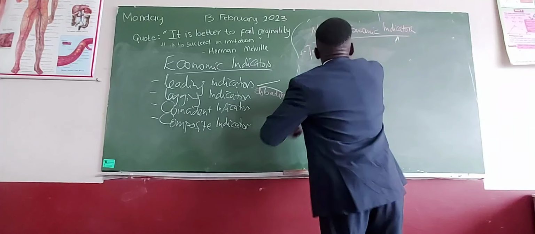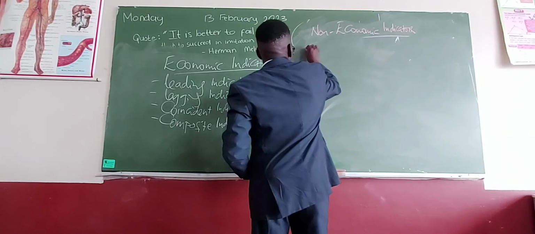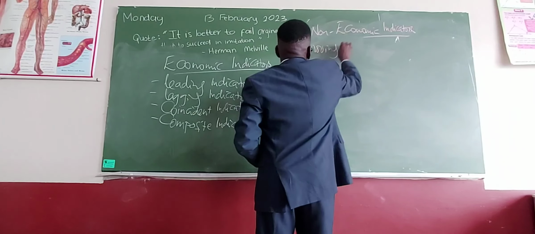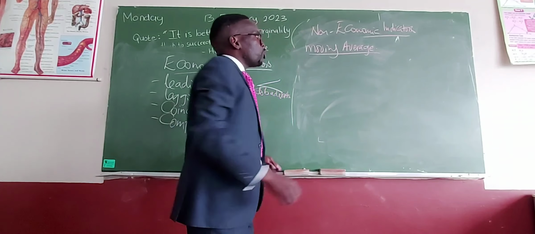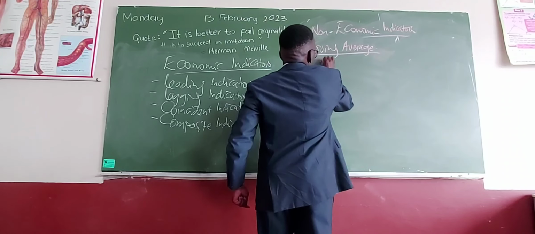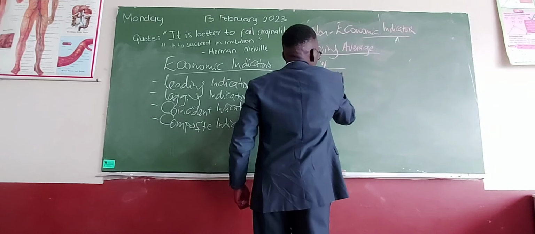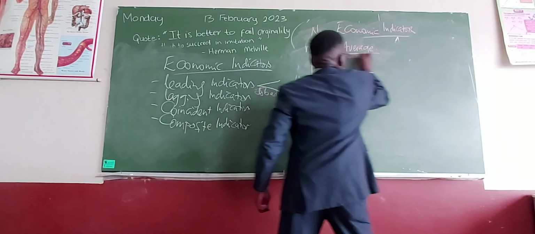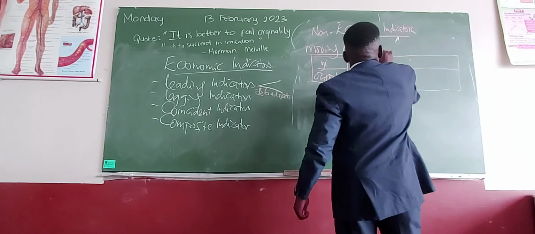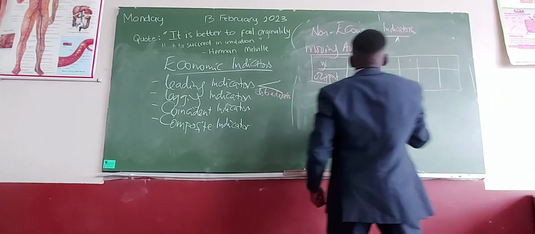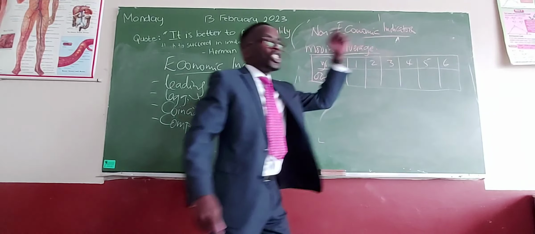I will just give you how we calculate the moving averages. Now, I will give you the number of years, maybe it's year, and then we have output here. Okay? Year 1, year 2, year 3, year 4, year 5, year 6. We can continue like that.